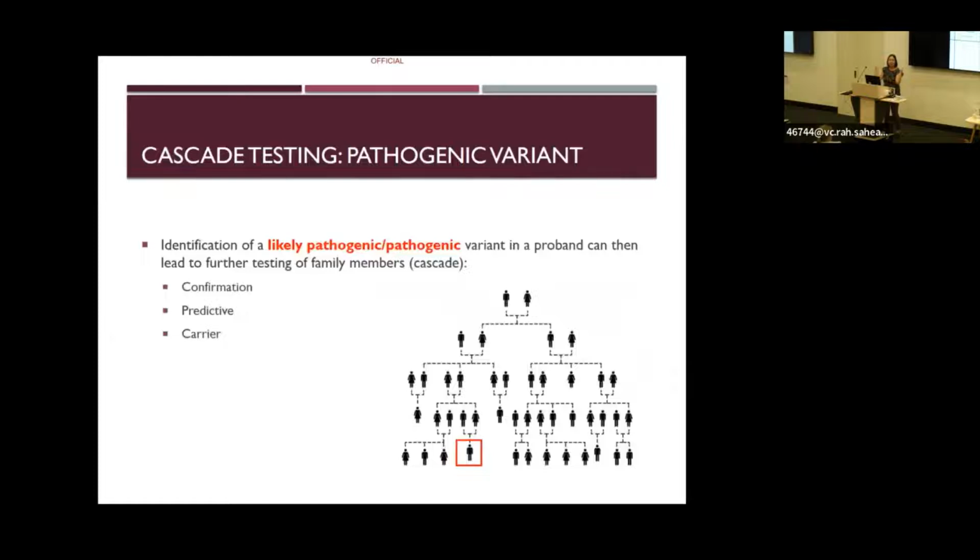Okay, so you found a likely pathogenic or pathogenic variant in your proband, in your patient. As we were talking about before, it's so important that we then go on and do cascade testing to all the other family members, because they also need to know, do they also have that likely pathogenic or pathogenic variant? It's important that you need to think about all of the other family members that are connected to that patient to do confirmation, predictive, or carrier testing.